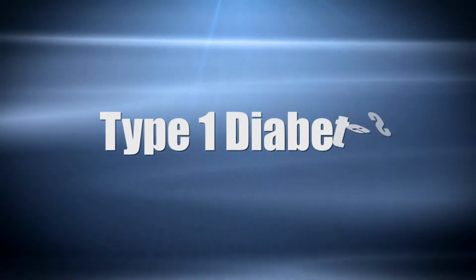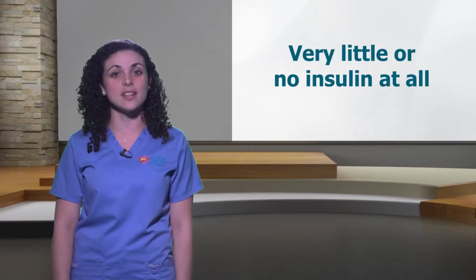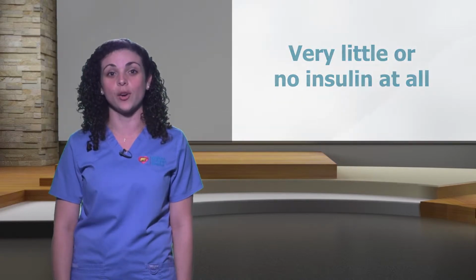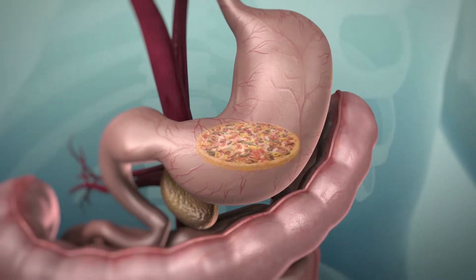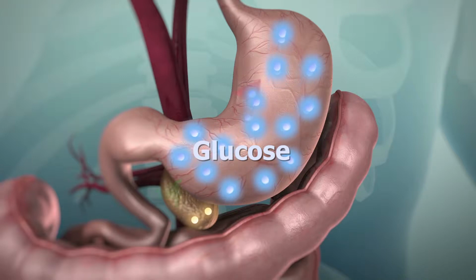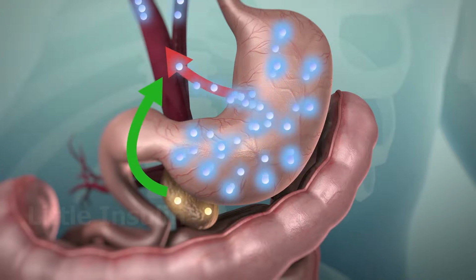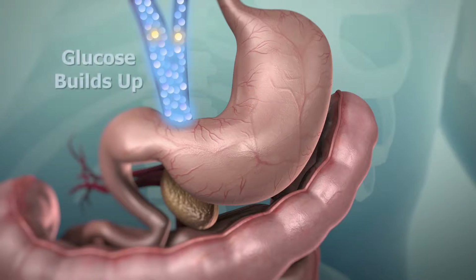Type 1 diabetes is usually diagnosed in childhood through young adulthood. It is also known as juvenile diabetes. In type 1, the body does not produce enough insulin or any insulin at all. This is what happens. First, the stomach changes food into glucose, which is also known as sugar. The glucose enters the bloodstream. Then the pancreas makes little or no insulin. Little or no insulin enters the bloodstream, and glucose builds up in the bloodstream.